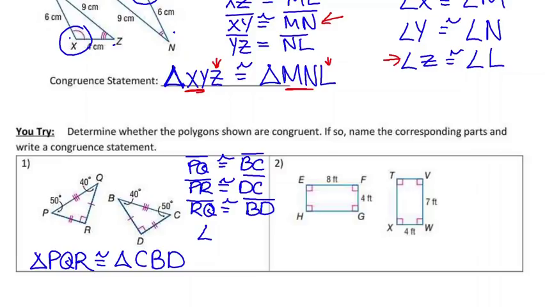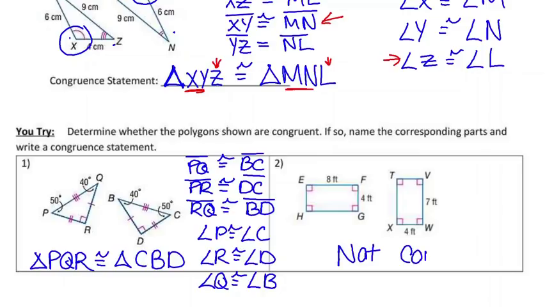And then we have the angles. Angle P is congruent to angle C. Angle R is congruent to angle D. Angle Q is congruent to angle B. And then for number 2, are those congruent or are they not congruent? So these ones turn out to be not congruent, because this side is 7 and this side is 8, and those cannot be congruent. Okay.